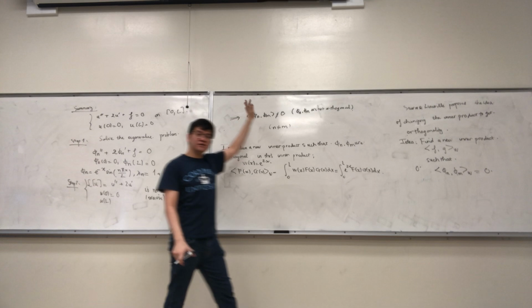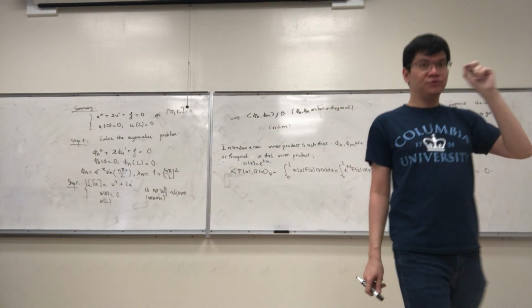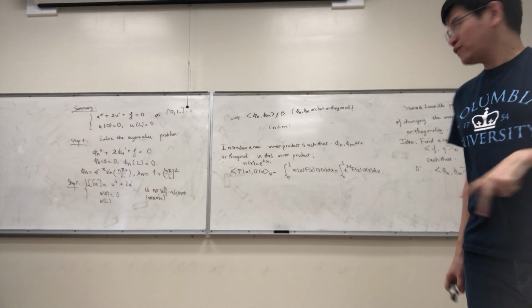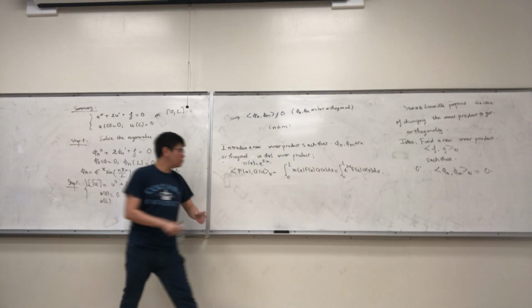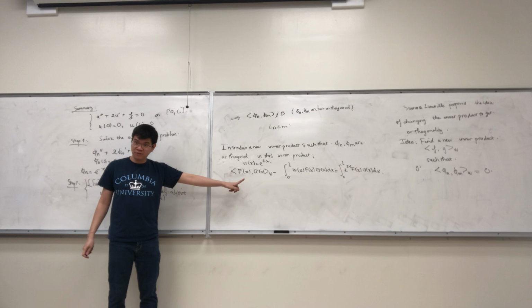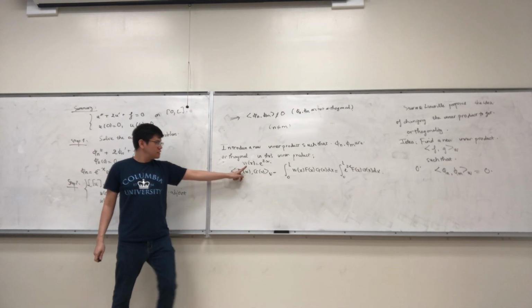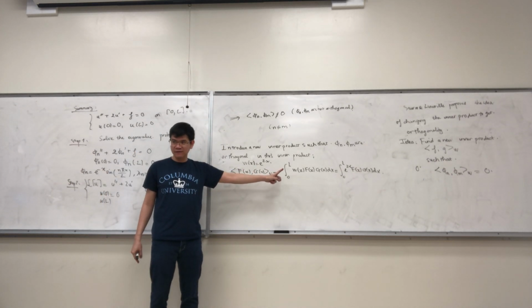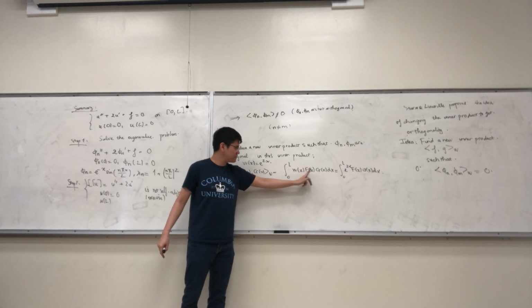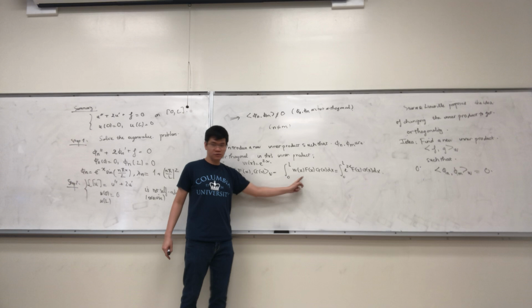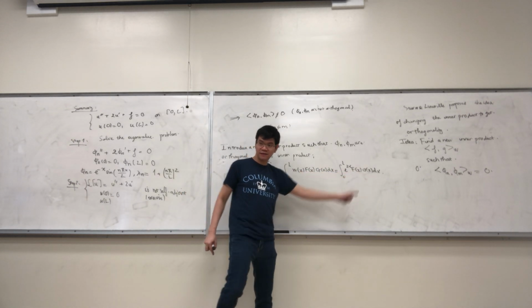So this operator is not self-adjoint. What we do is introduce a new inner product so that phi n and phi m are orthogonal with respect to this inner product. And the w that we choose is exponential of 2x, right? So the inner product will be the integral from 0 to L of f times g multiplied with this weight, which is exponential 2x, right?